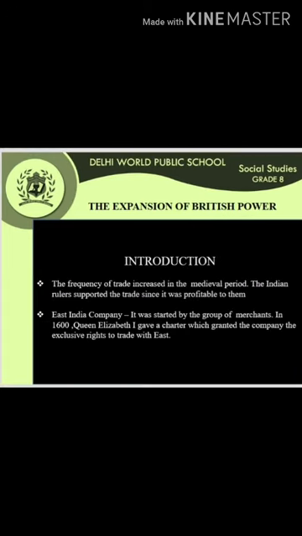Let's see the introduction of the lesson, the expansion of British power. How did the British come inside India? Merchants and traders from Europe and Asia came to India very regularly. For what did they come? In order to expand their trade, in the medieval period, which we learned in our last chapters. The Indian rulers also supported this trade between Europe and Asia, because it was very profitable for India also.